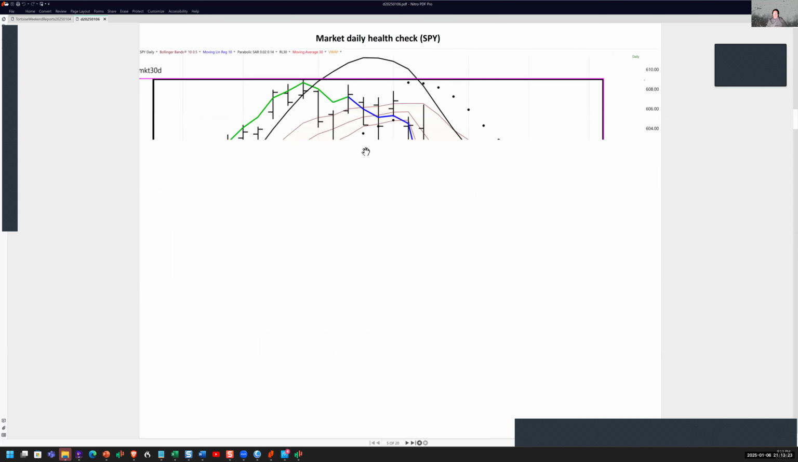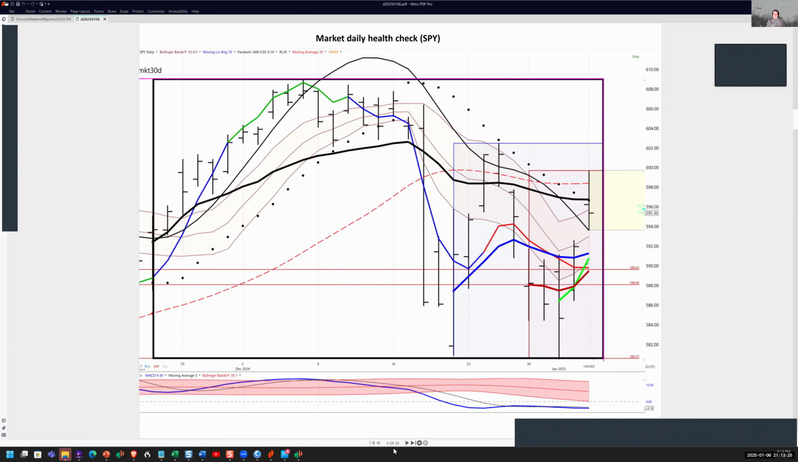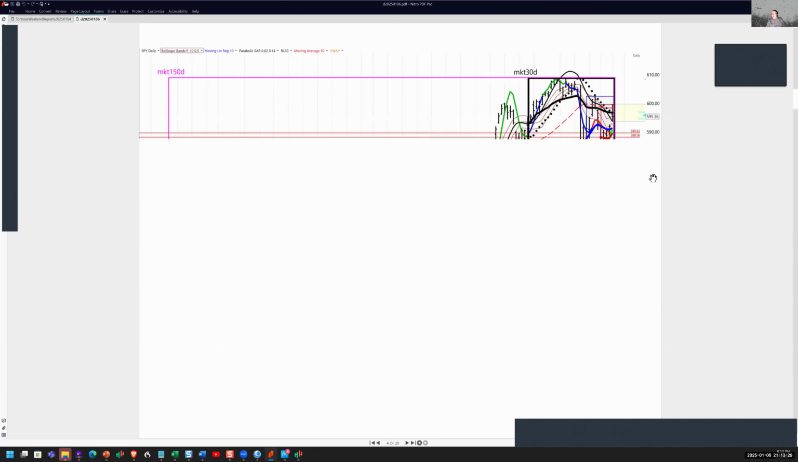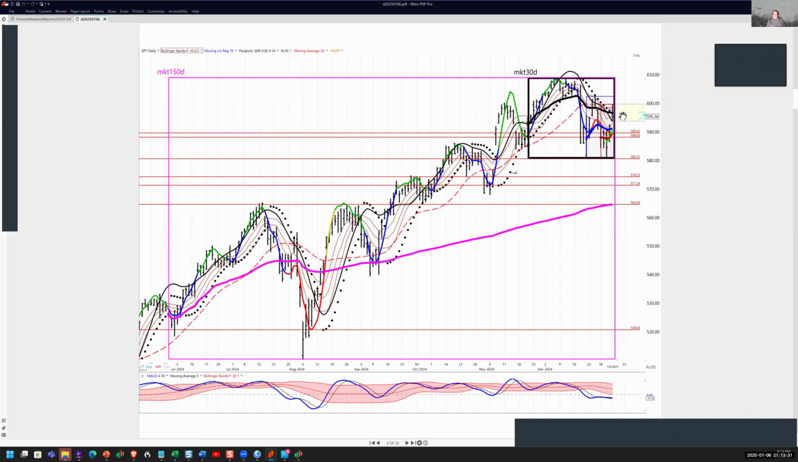150-day look back. Whoops, went too far. Sorry. 150-day look back. We're right in the middle of the 30-day, at the top end of the 10-day. This is showing a nice little 1-2-3 recovery. It's got a good chance to make a new run at 610 with the first full week of trading after the holidays.